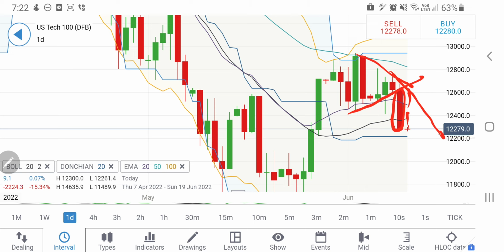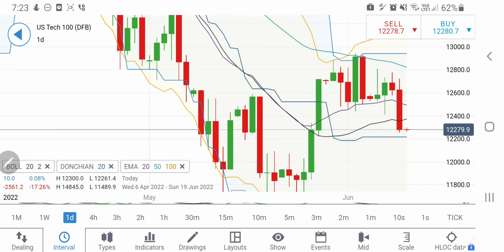Else, if it breaks below 12,200, one can definitely remain short, and then we can expect it to come back to 11,900, 11,800, and below that it can also drop sharply.